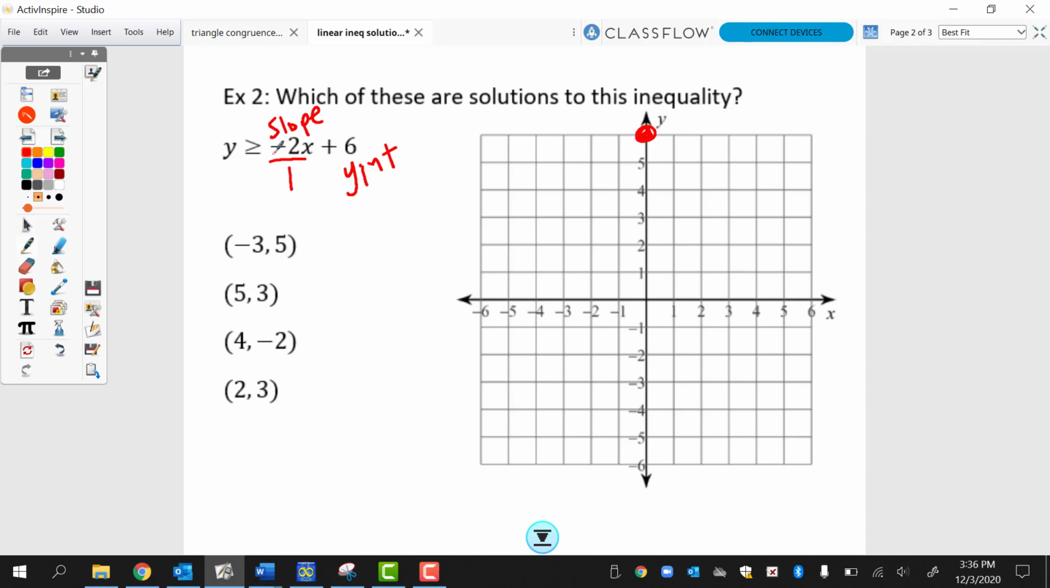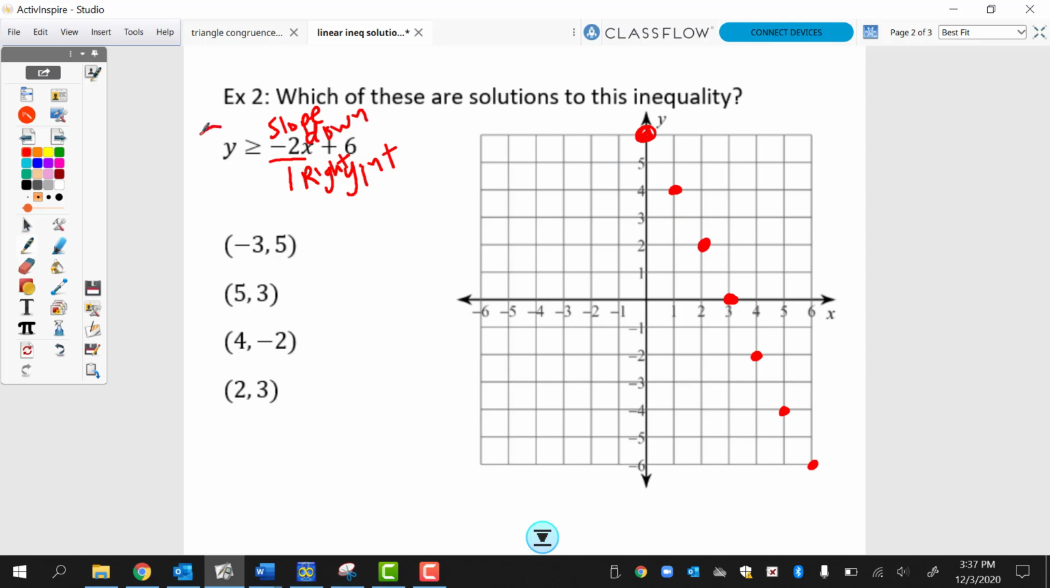So if the top was negative, that means I need to go down 2. And positive 1 means to the right 1. So I'm going down 1, 2, over 1, put a dot. And I repeat, down 2, over 1, put a dot. And I continue doing that pattern because I need to fill up the whole graph so I know which part to shade. And I'm out of space.